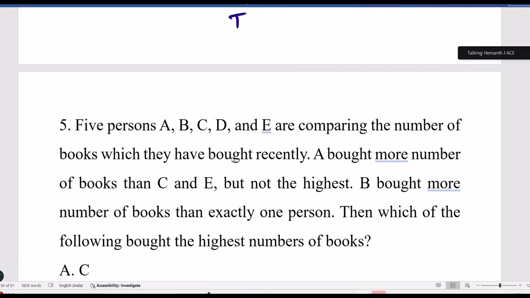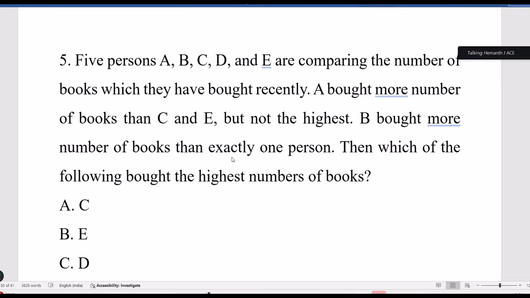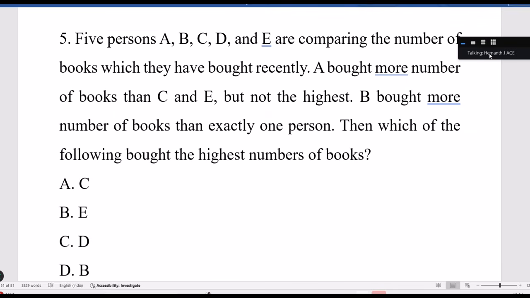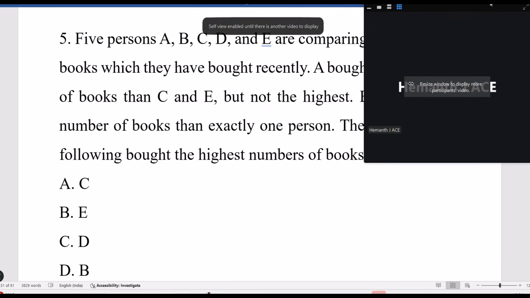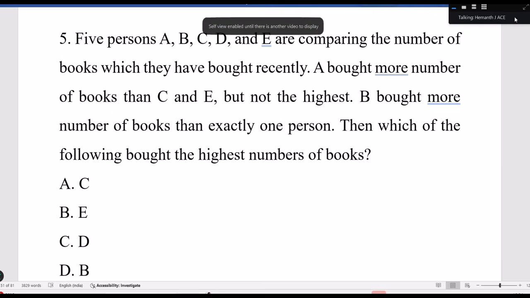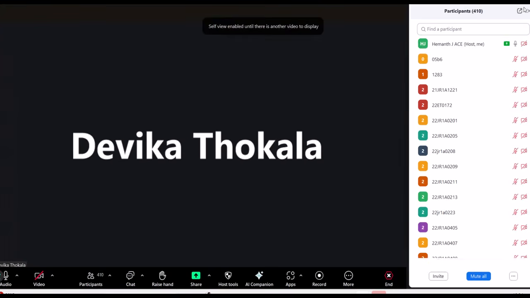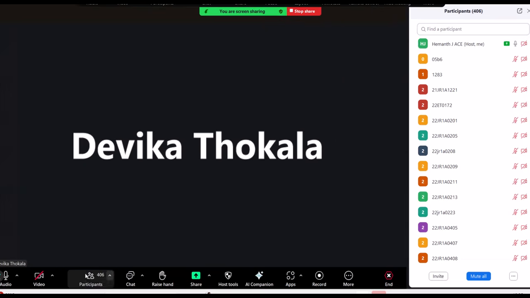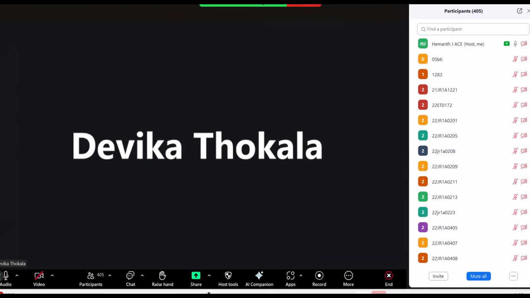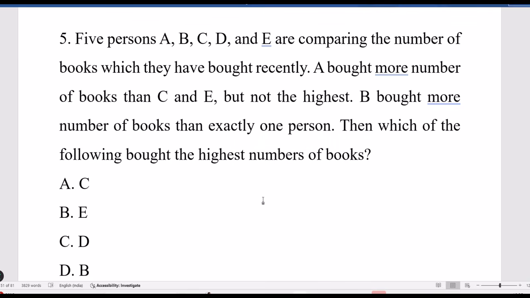Next one. Okay, this general analytical is more of arrangements. Row arrangement as per the weight or height, or maybe circular arrangement. Arrangements only we have. Now, comparing the number of books they bought recently, the relationship is given. You have to find the highest number of books.